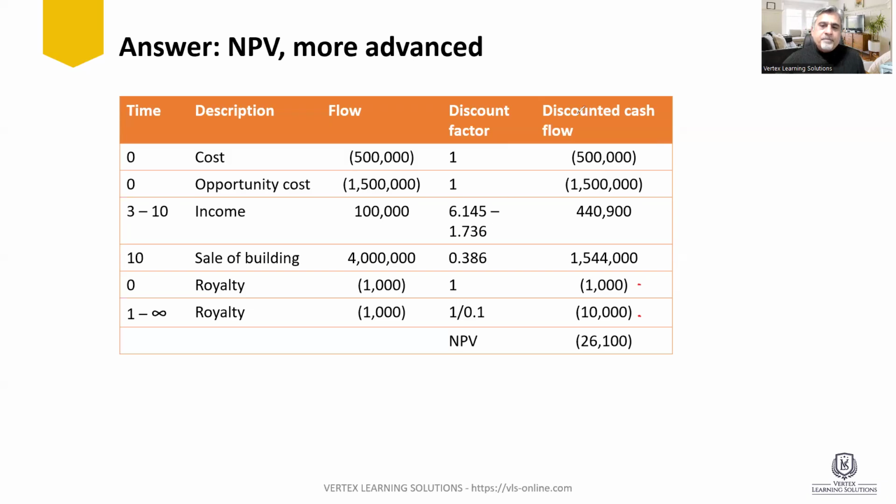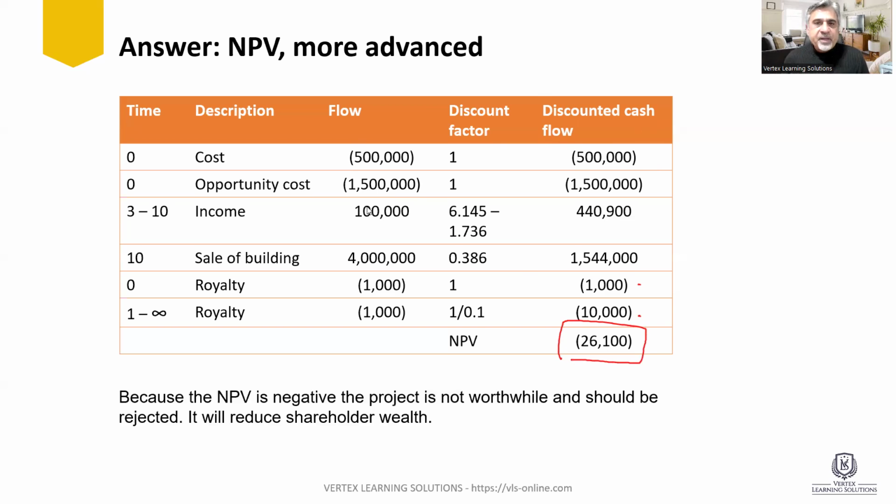And then when you make a total of the positive and negative cash flows, it is $26,100 negative. If it is a negative NPV, straight away you say that NPV is negative, I'm not moving forward with this project, and you decline this proposal.